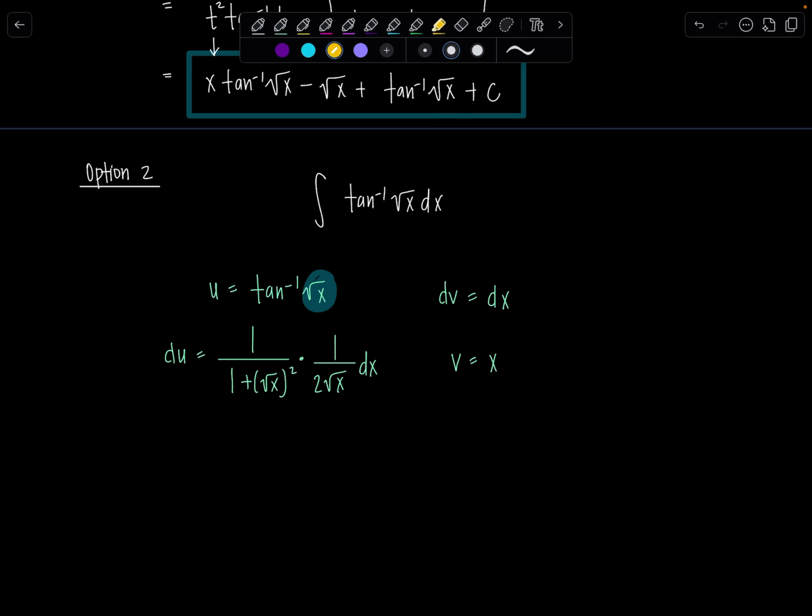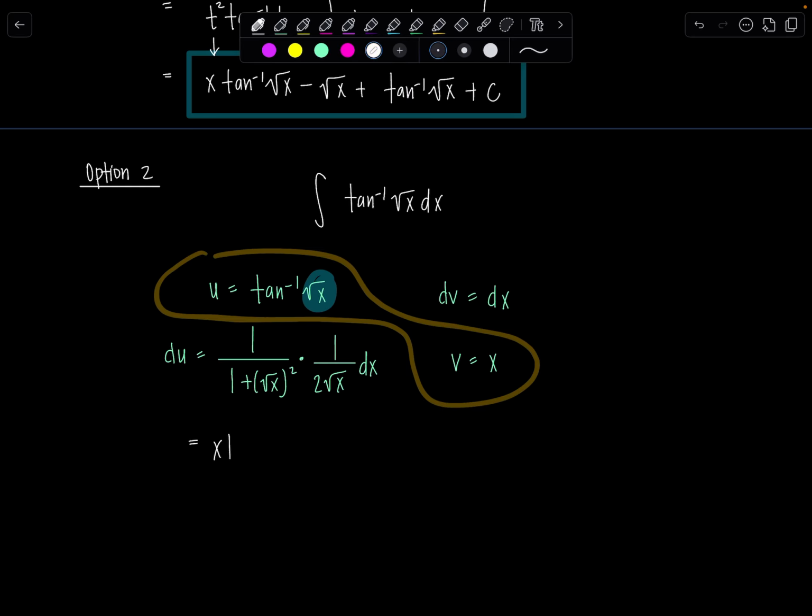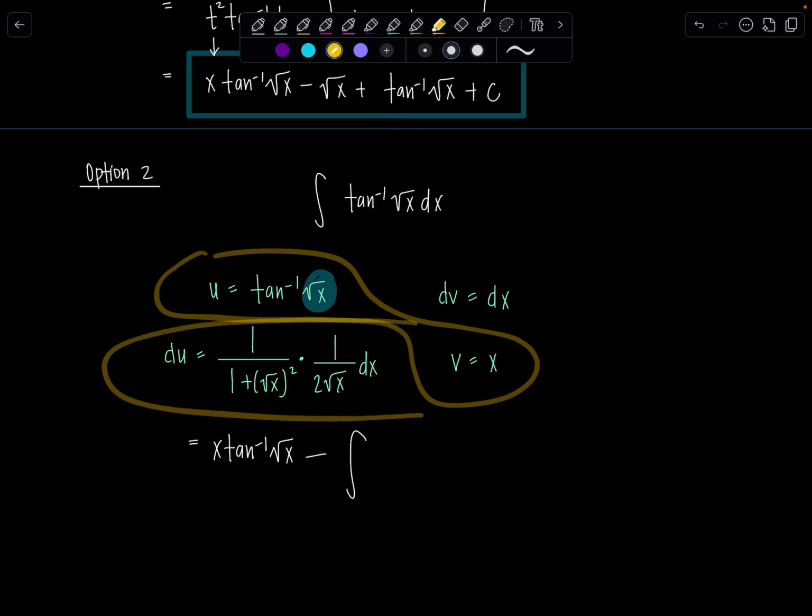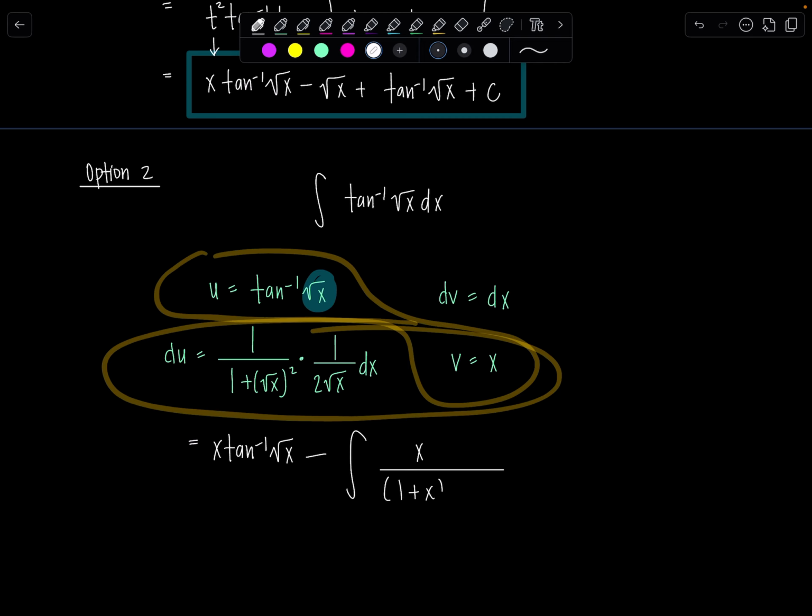Okay, so by parts formula time. This goes on the outside. So we'll have x tan inverse rad x minus the integral of v du, this product here. So I'll have x over 1 plus rad x squared, which is just 1 plus x, and then 2 rad x dx. How are we doing? We're okay? All right, good.